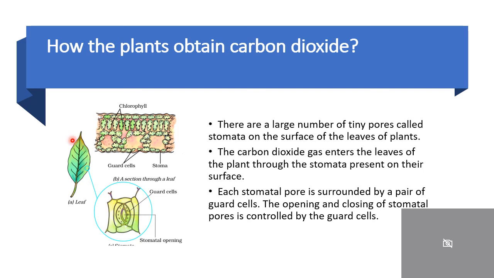So let's see this. Now this is a picture of a leaf. When seen under an electron microscope we can see the chlorophyll, guard cells and the stoma.